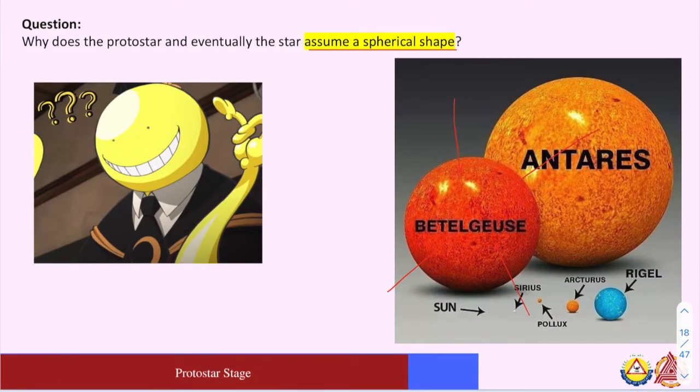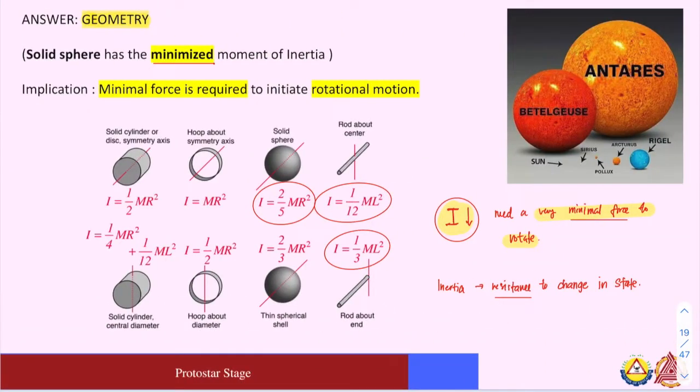Now, spherical shape, we already discussed this because of its geometry. So a sphere has the minimum moment of inertia of all of these. It has this moment of inertia here. And when the moment of inertia is minimum, the implication of that in physics is that it needs a very minimal force to set it to rotate.